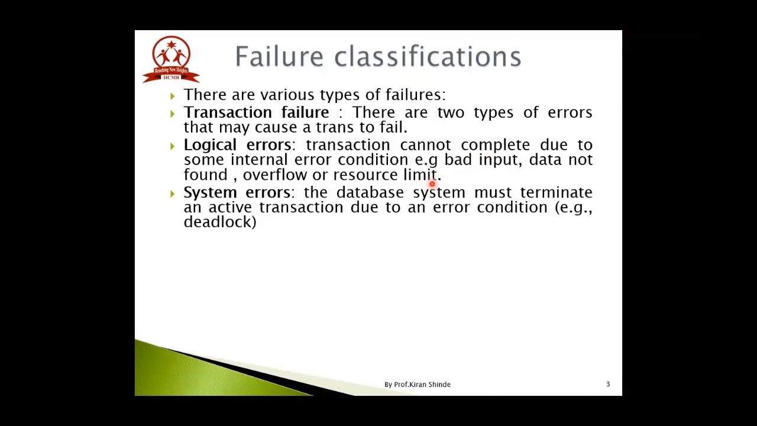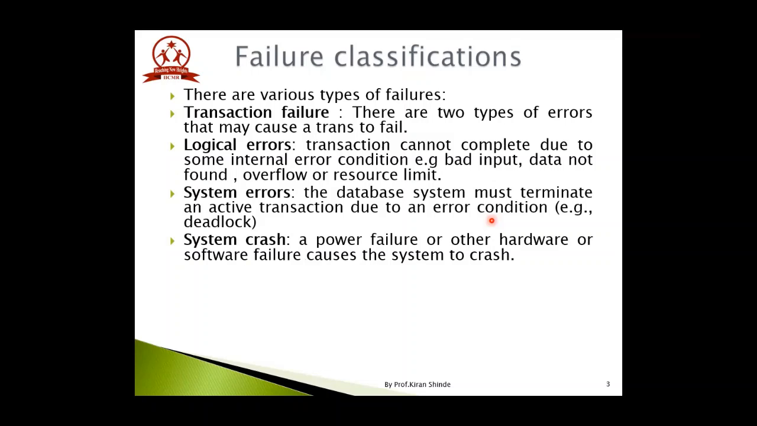Second, system errors. The database system must terminate an active transaction due to an error condition such as deadlock, wherein the transactions trying to execute at the same time are such that no transaction can progress further. Such a condition is called a deadlock. So in such a case, the system has to terminate the active transaction. So this is also a kind of failure.